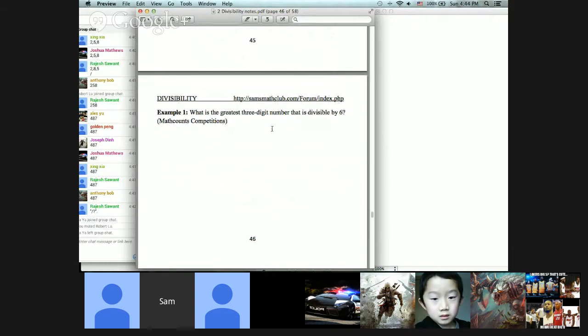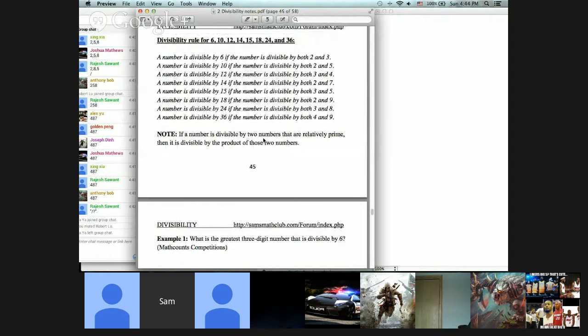So try this one from MATHCOUNTS computations. What is the greatest three-digit number that is divisible by 6? And I'll leave this up here. Again, divisible by 6 means it has to be divisible by both 2 and 3, and you can use divisibility rules to figure this out.